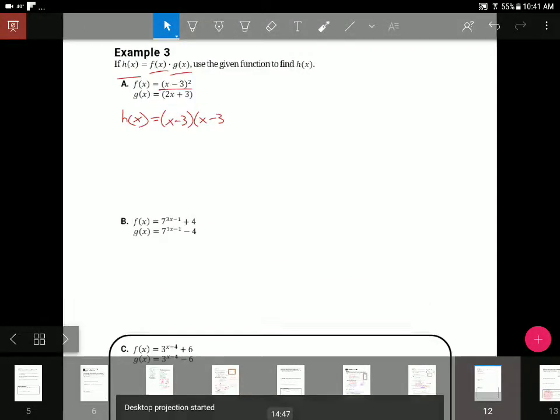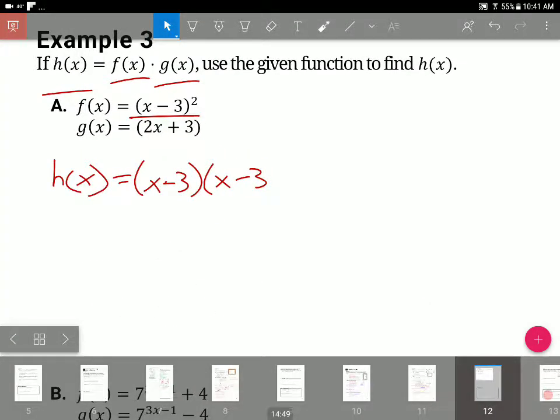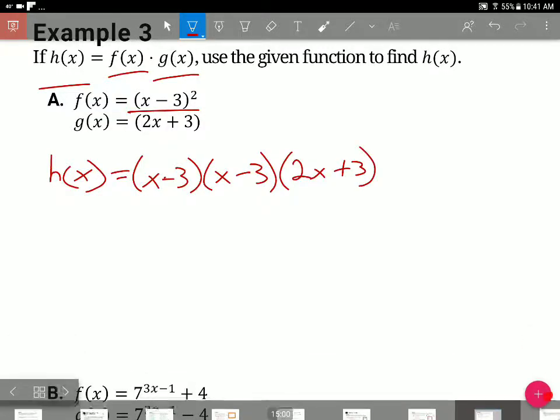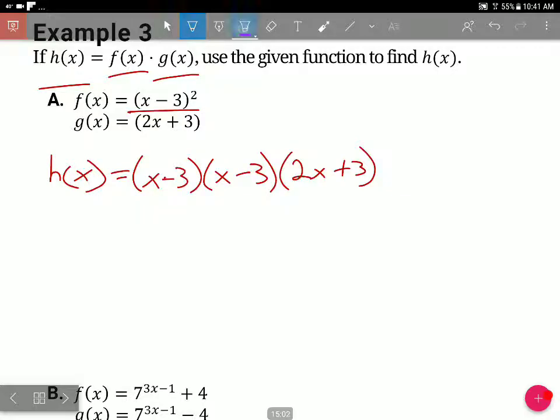All right, so we say we got x minus 3 times x minus 3. And we have to multiply that also by the g of x, 2x plus 3. Does that make sense? Is anybody struggling with why this is up there twice? It's because it's squared. So we're going to have to multiply it twice. Okay? So just start multiplying.